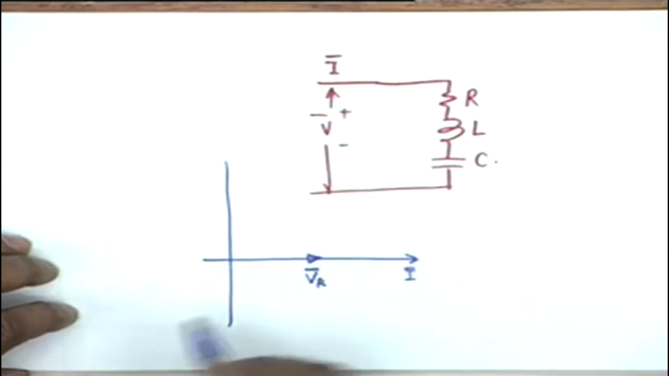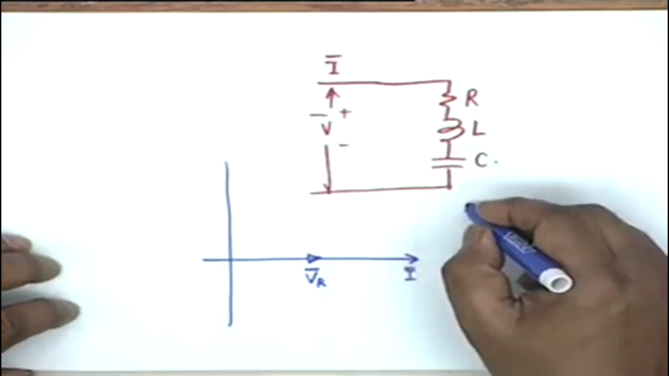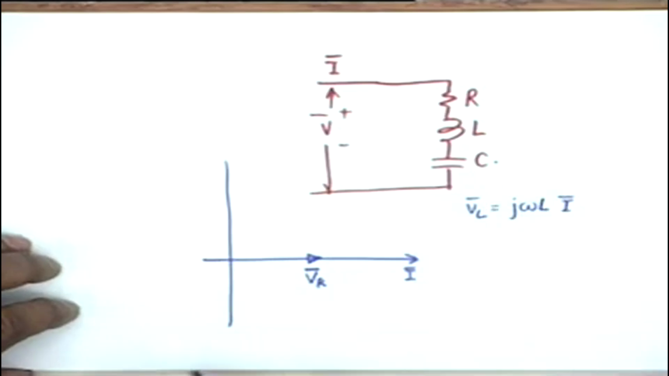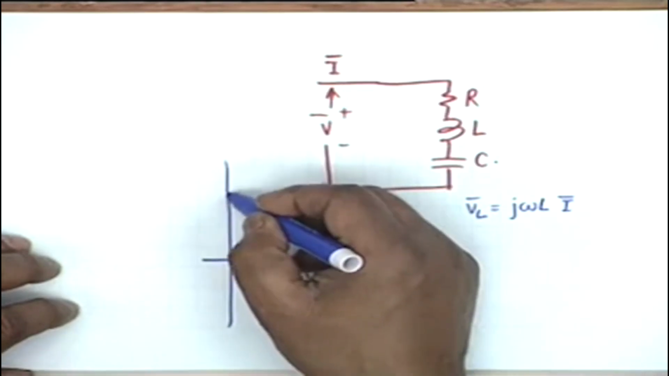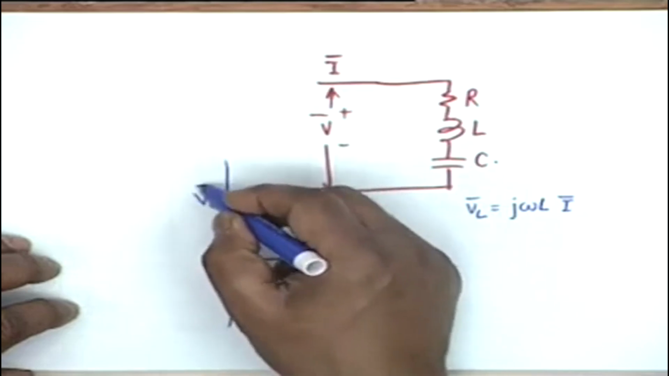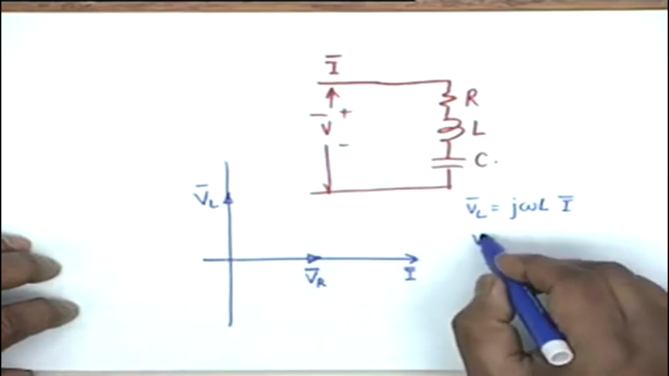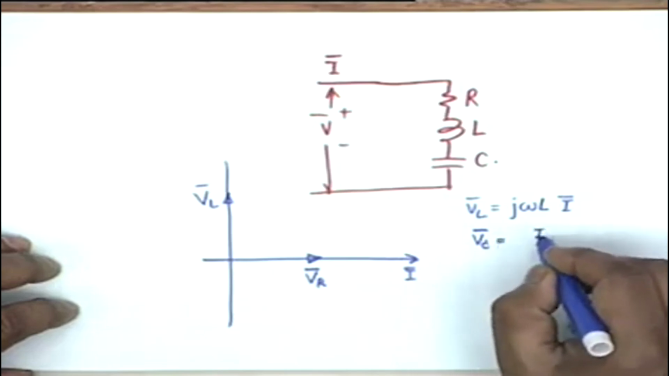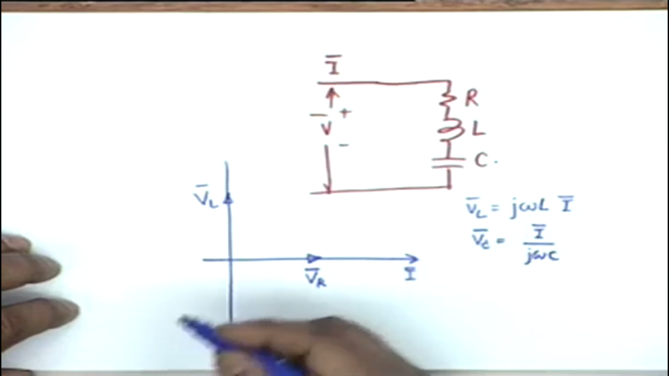So if I call this VR, then with regard to VL and VC, you notice that VL is j omega L I, and therefore it leads the current phasor by 90 degrees, so VL would be in this direction, it will lead I by 90 degrees. On the other hand, the voltage across the capacitor VC shall be I divided by j omega C, so it would be in the opposite direction.